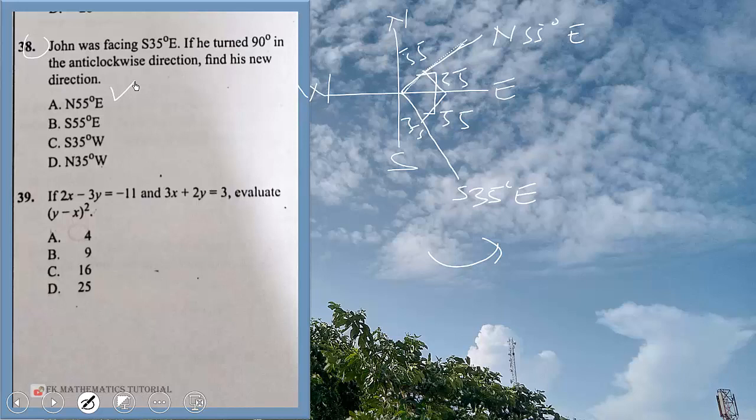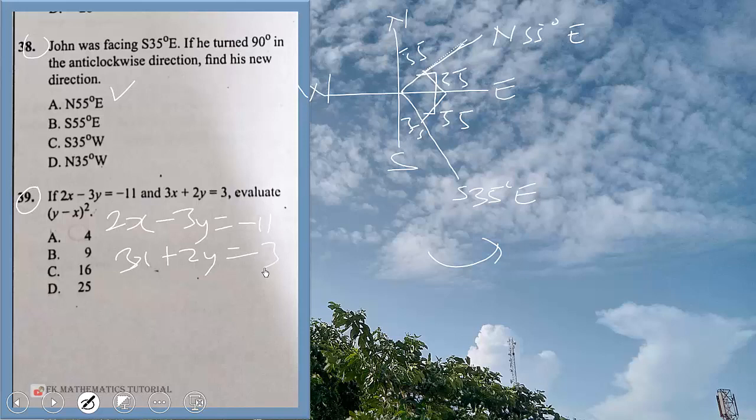Okay, so question number 39. If 2x minus y equals negative 11 and 3x plus 2y is 3, we have to evaluate (y minus x) all squared. So 2x minus y is equal to negative 11, and we have 3x plus 2y equal to 3.